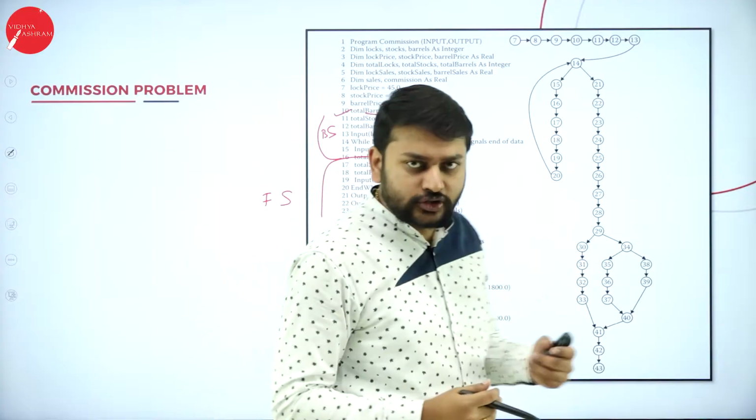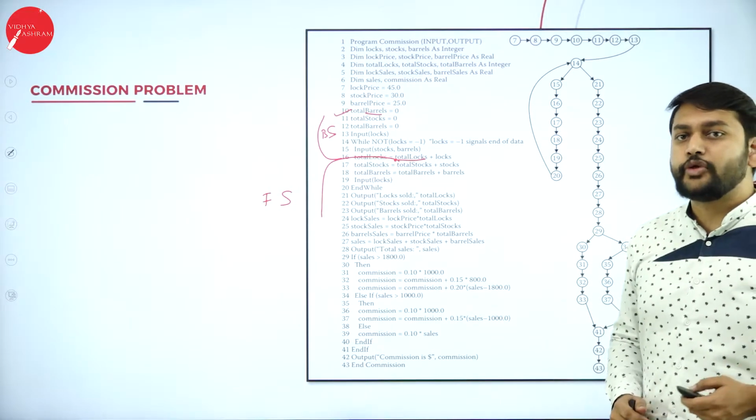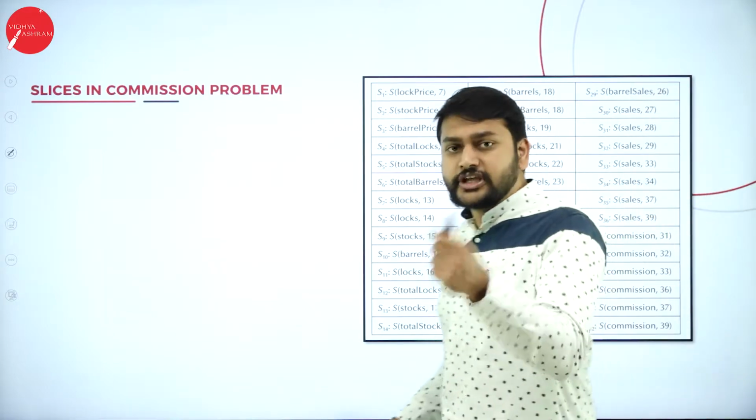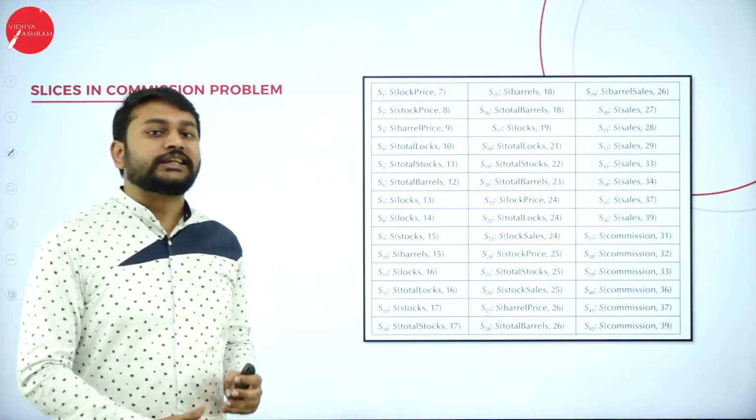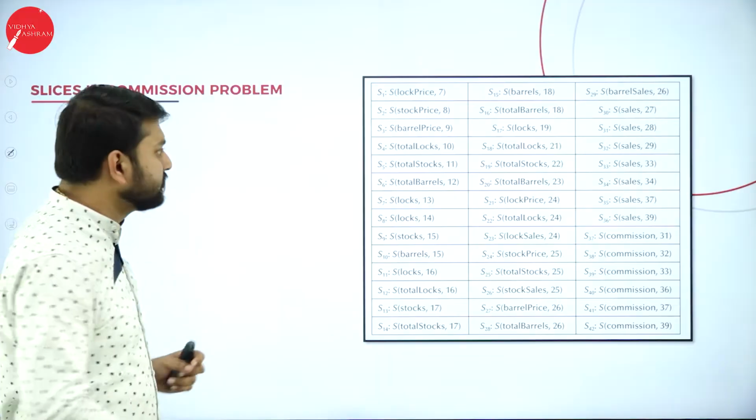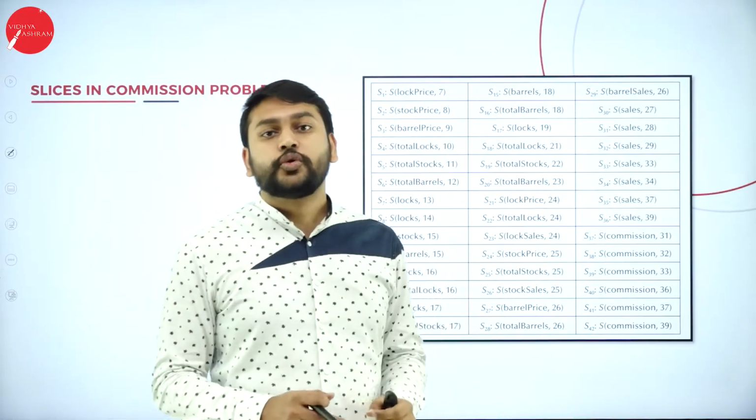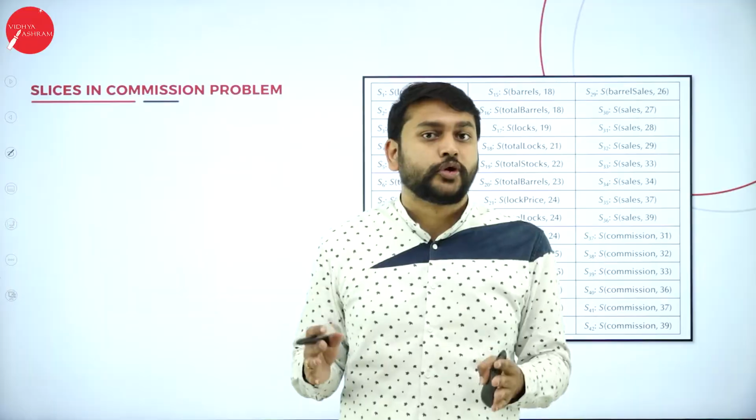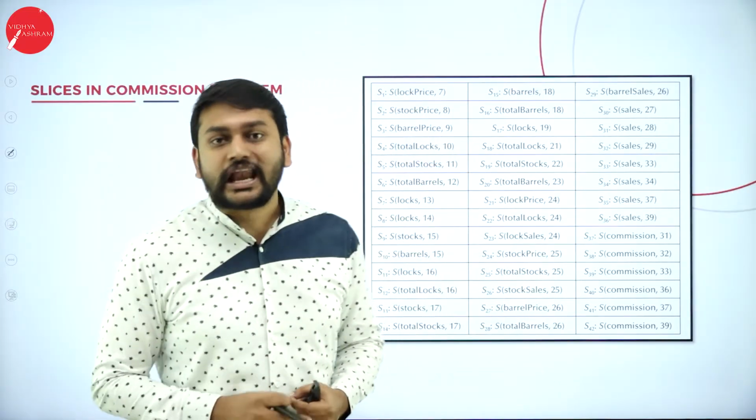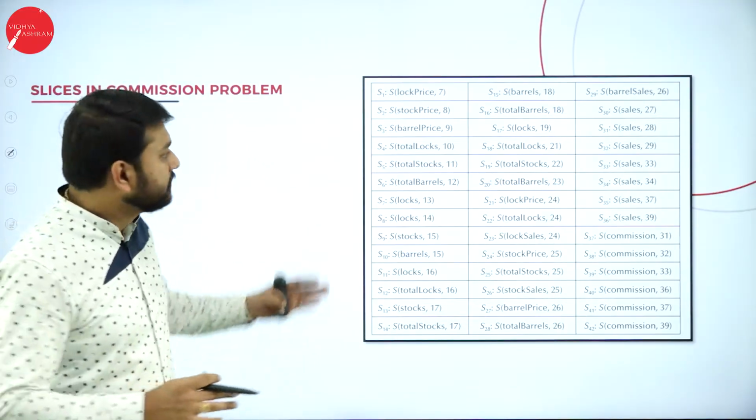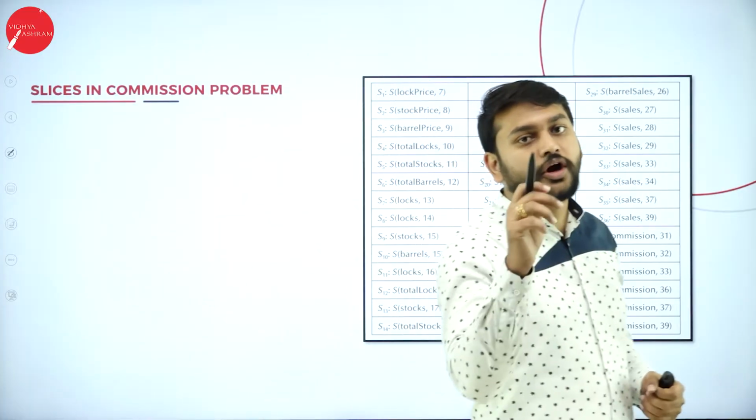So we have discussed two different types of slicing. Now, it's very important that you understand. If I take the commission problem, I have come across a large number of slices. How many? Please observe, it starts from S1 and it ends here at S2. How many slices have we done for the commission problem? Yes, we have done 42 slices. Let's understand these 42 slices individually, one by one.